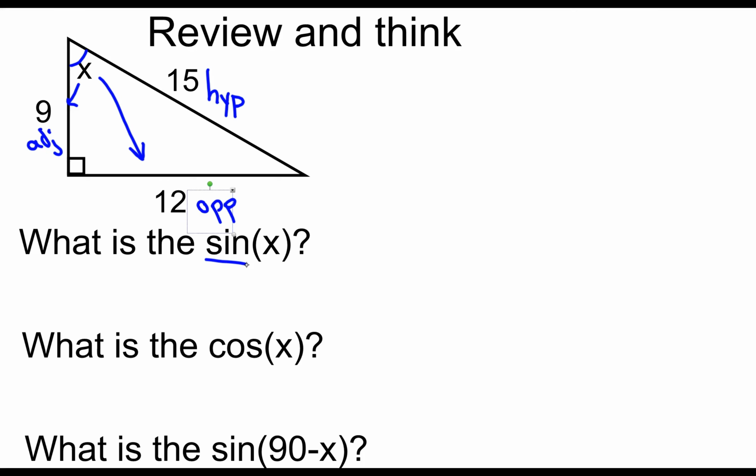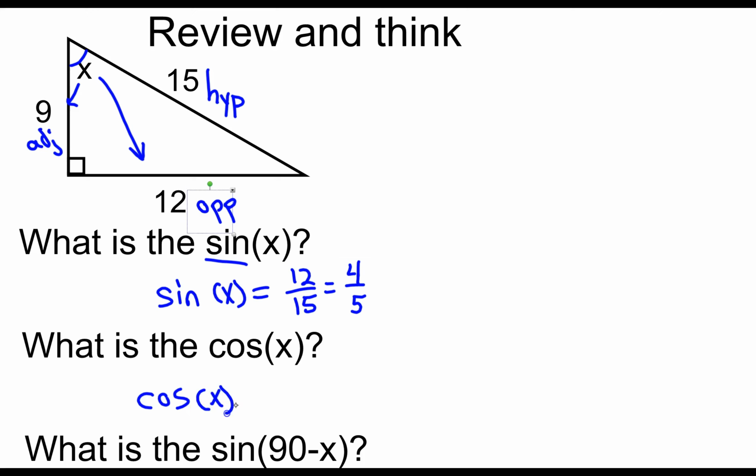All right, so let's take a look. Sine of x you should have got to be the opposite over the hypotenuse. So in this case, 12 over 15. And if you wanted to reduce that, I believe 3 goes into both of those, you get 4/5.